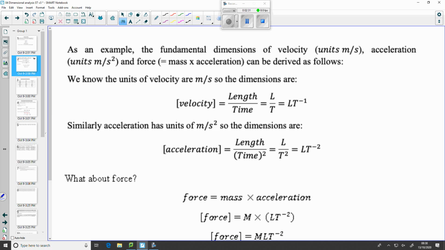Velocity: meters per second. Meters is a length, seconds is time, so it's length divided by time, L over T. More normally we'd write that by bringing the T up the top and making the index negative: LT to the minus one. So the dimensions of velocity are LT to the minus one. Acceleration is length divided by time squared, meters per second squared. So we've got L on the top, T squared on the bottom, which we bring up to be T to the minus two, using the laws of indices.